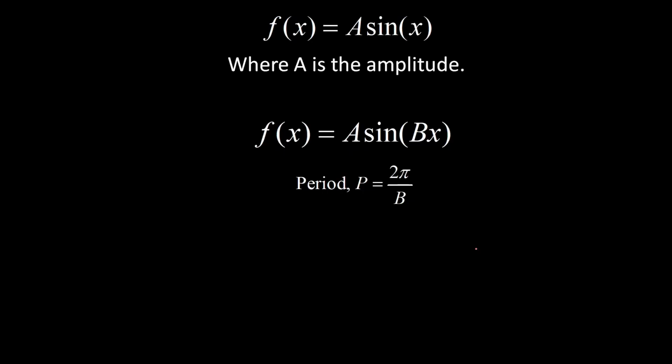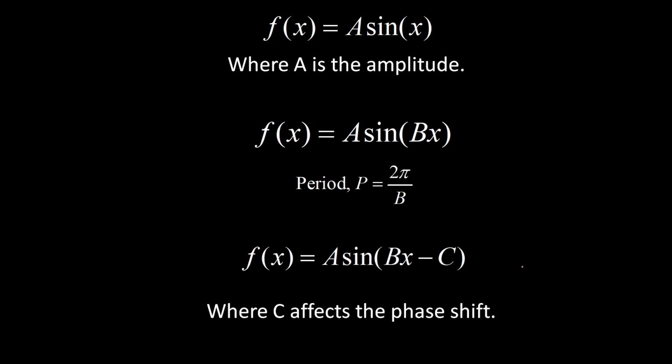So here's where we're now at. We talked about A is the amplitude when you multiply the function by a number. We talked about what happens when you multiply the input by a number, that affects the period. And now the next thing we're going to do is throw in a C. Now this C affects the phase shift. Now the phase shift means how we're moving the function left or right.